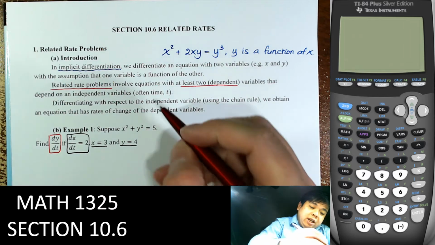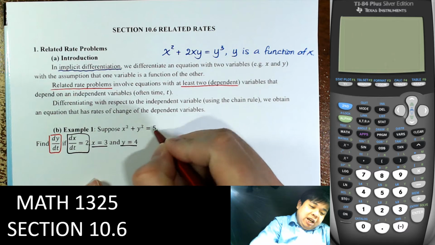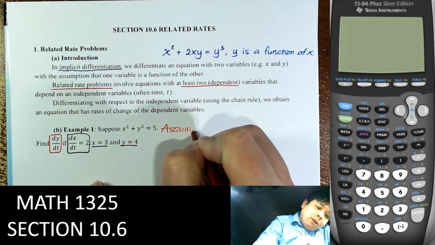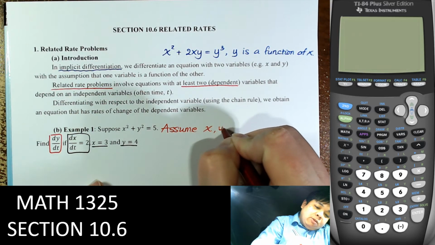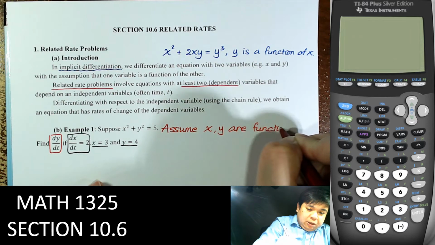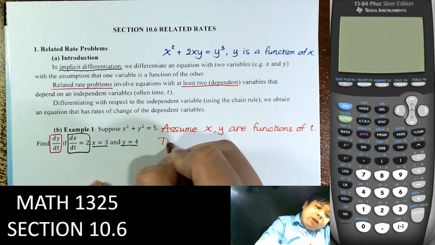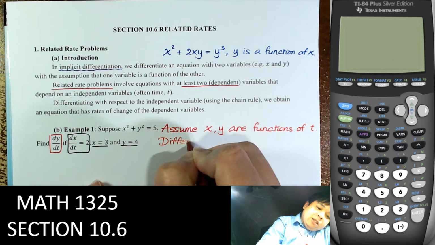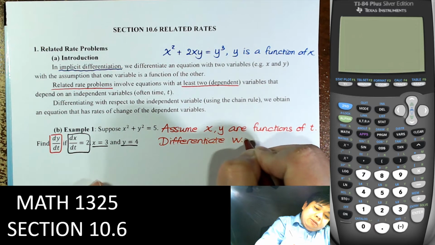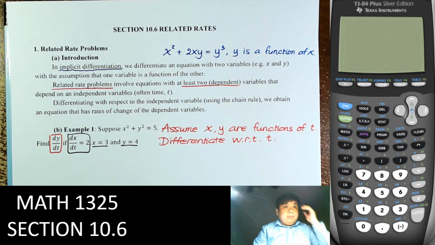So from here we assume x and y are functions of t, and we differentiate with respect to t, kind of like what we did in the previous section. So assume x and y are functions of t, and then we differentiate with respect to t. How do we do that?